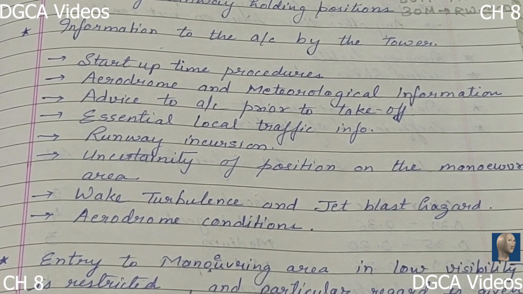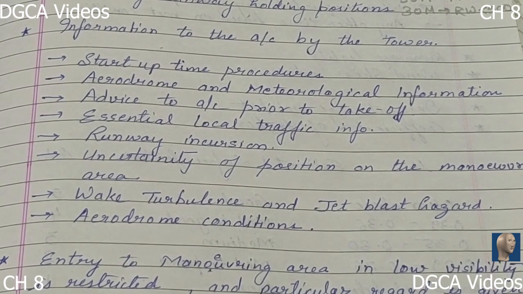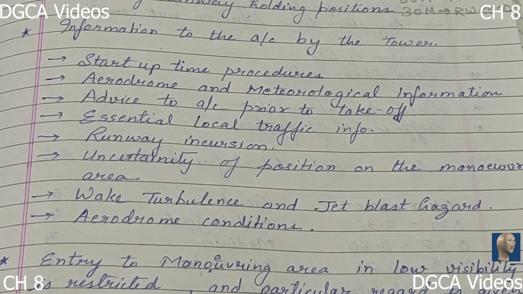If there is any, they have to provide it. Runway incursion or obstructed runway. In case there is an obstructed runway, if there is a vehicle on the runway, or a flock of birds, or a cow or dog or any other animal like that on the runway, in that case they have to inform the aircraft. Also they can ask the aircraft to cancel their takeoff, and the aircraft which is landing can be instructed to go around.